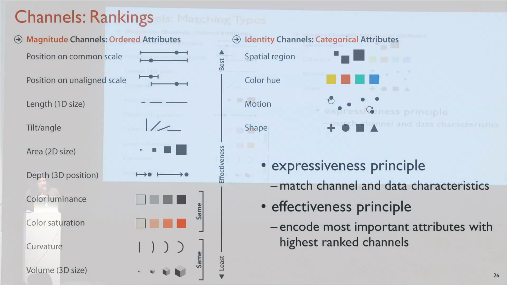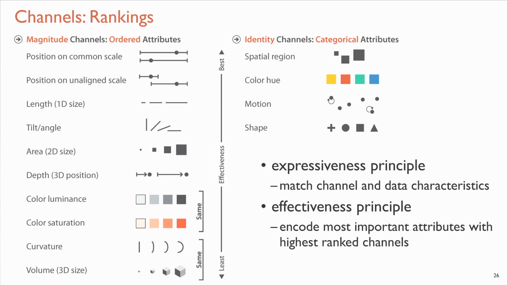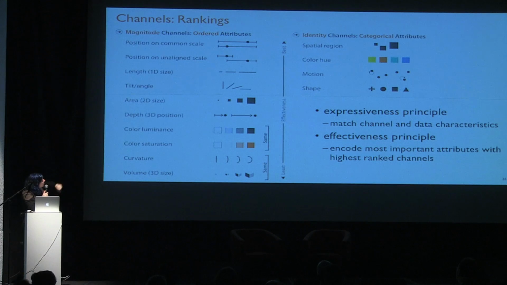One more principle for this slide. These are actually ordered from top to bottom on purpose, and it means something. So thinking about the effectiveness of a channel, they are not all created equal. If you have some idea of the importance of your attributes, you want to use these high-ranked channels to encode the more important things. These are actually ordered from best to worst.